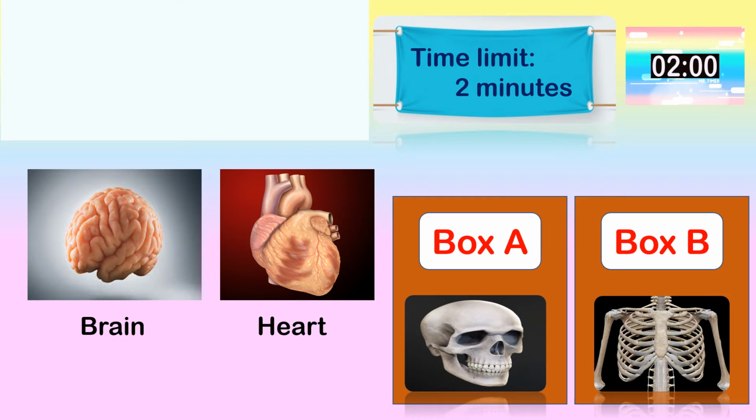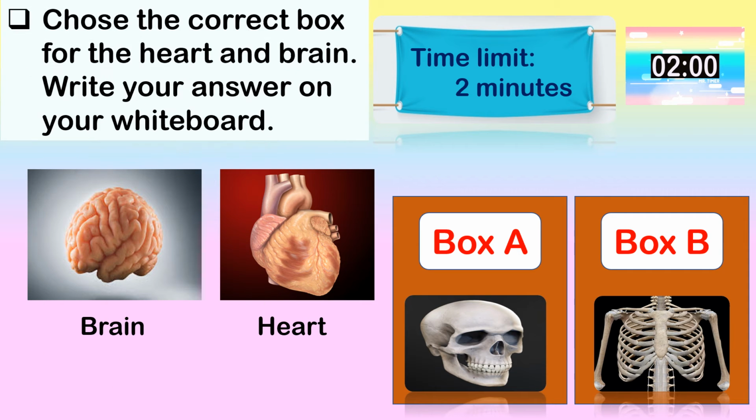The next activity, you're going to choose the correct box for the heart and brain. Write your answer on your whiteboard. As you can see, we have here box A and box B. What you're going to do is to choose the correct box for the heart and brain and write your answer on your whiteboard. You have 2 minutes to do this activity.